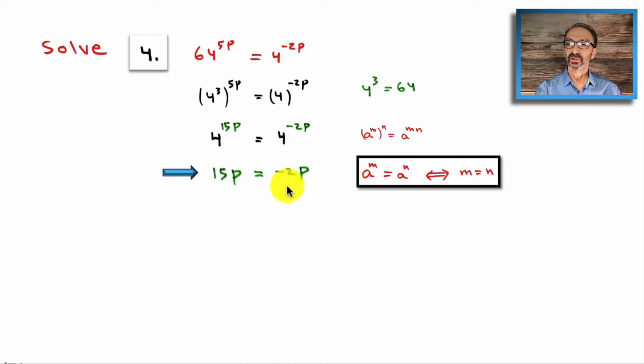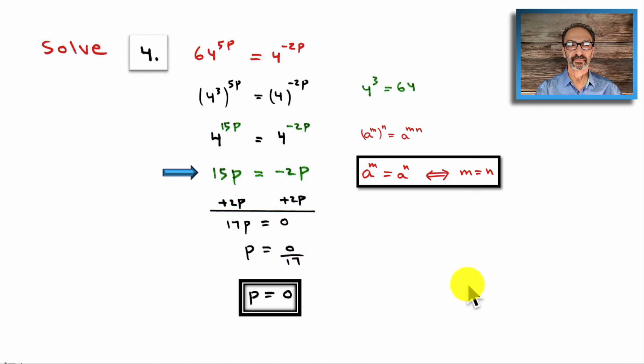Add 2p to both sides to have the variables on one side. Right side is 0, left side is 17p. Divide by 17, divide by 17, end up with p equals 0 over 17, which is just 0. Number 5.